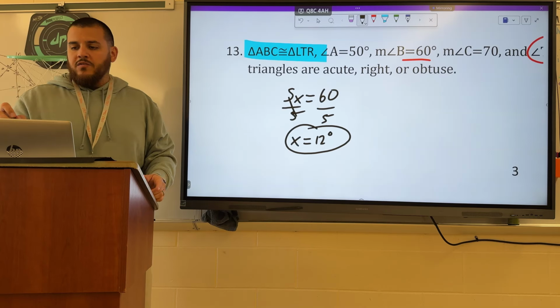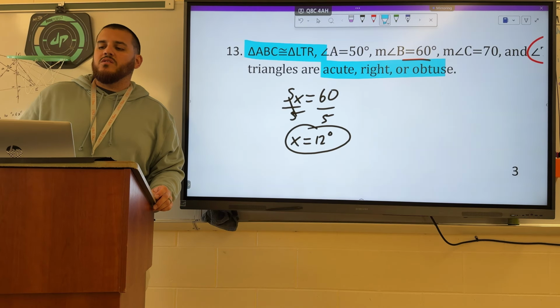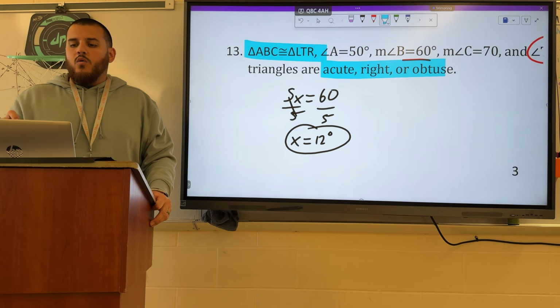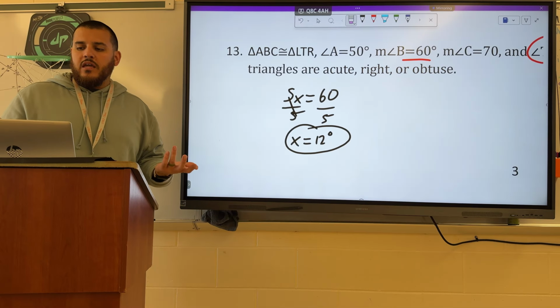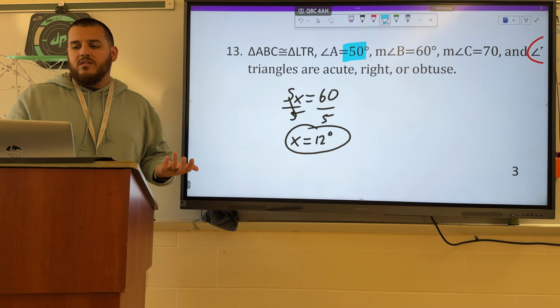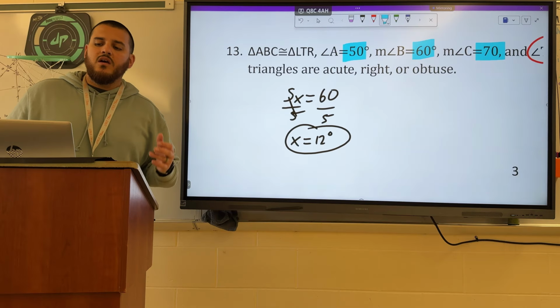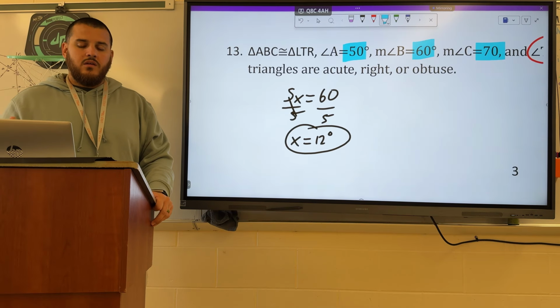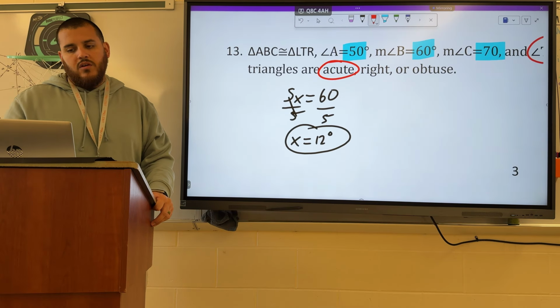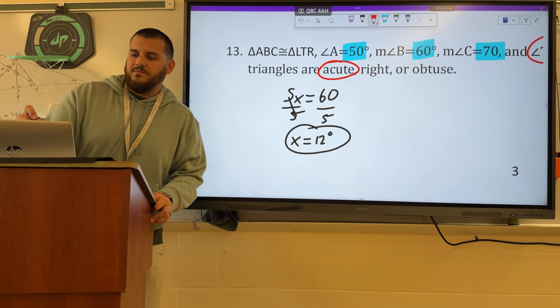A little follow-up there for classification. We're asked, are these triangles acute, right, or obtuse? Well, if they're congruent, that means all the angle measures are the same. So both triangles have 50, 60, and 70 degrees. All of those are acute angles. Therefore, they are both acute triangles.